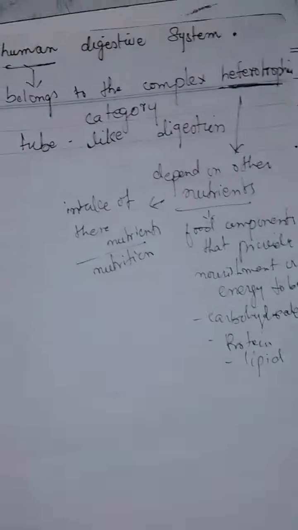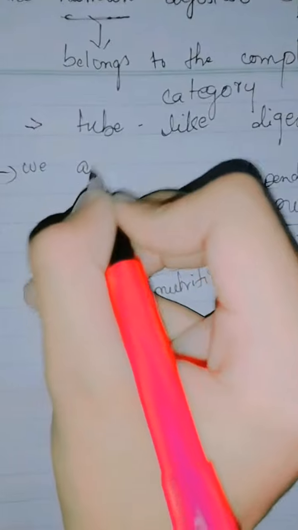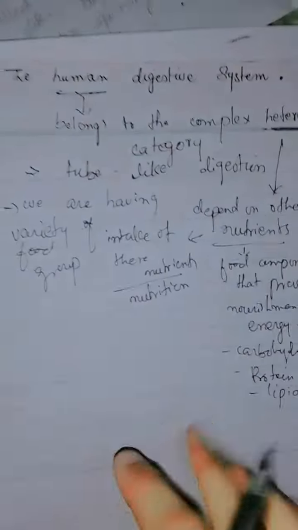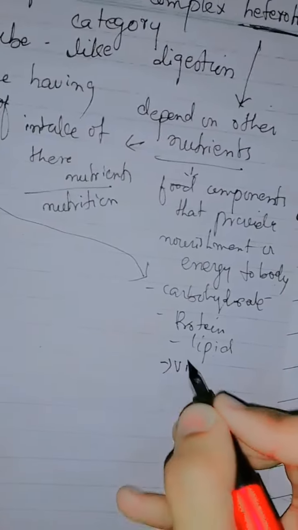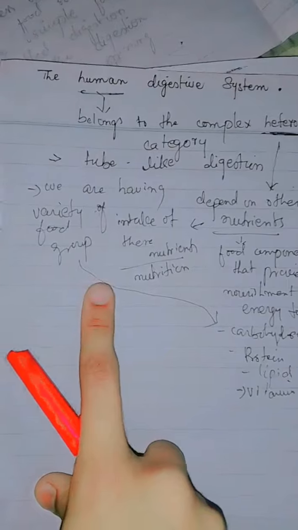We belong to the complex heterotrophic category, meaning we are depending on other nutrients. We have a variety of food groups, like carbohydrate, protein, lipid, and vitamins also come in it. These all are basically the food molecules that we intake, which provide energy and nourishment to the body. So basically we have a variety of food groups.